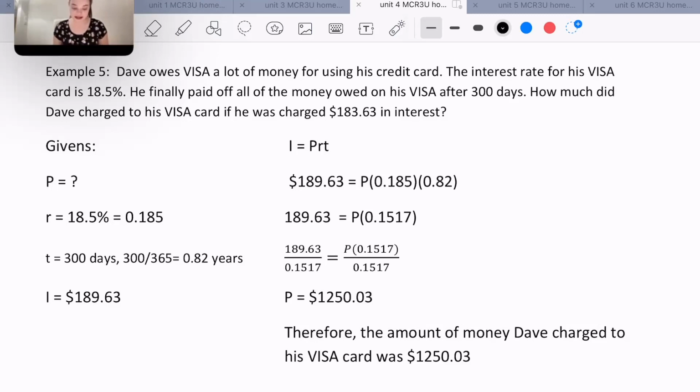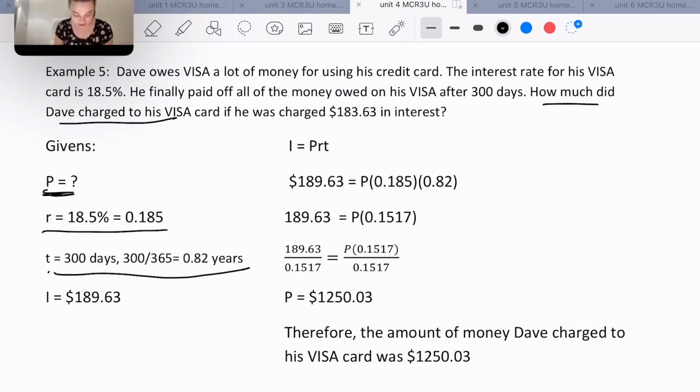How much did Dave charge to his Visa card if the interest charge was $183.63? So in this case, we want to know how much did he charge to his Visa. So we want to know what is the original principal that he borrowed. We know that the interest rate is 18.5%, which translates to 0.185 if we move it to decimal form. And we know that 300 days is the same as 0.82 years, right? We divide that by 365, we get how many years it took him to pay off the debt, which turned out to be less than 1 year.